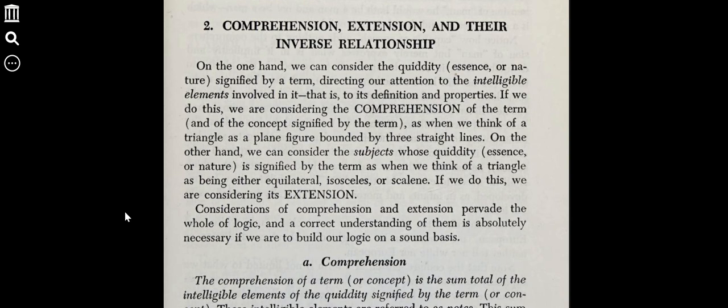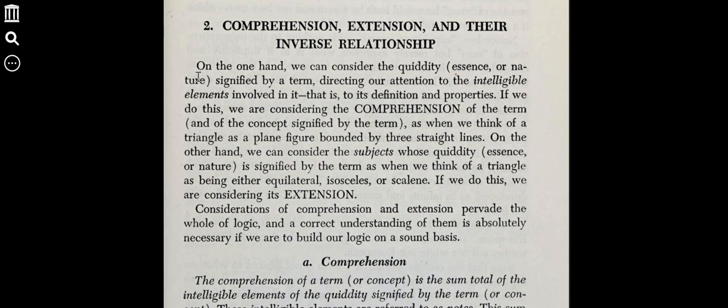For example, the author writes in Chapter 2, "Considerations of comprehension and extension pervade the whole of logic, and a correct understanding of them is absolutely necessary if we are to build our logic on a sound basis." Absolutely. So let's think about comprehension, extension, and their inverse relationship. This is Chapter 2, Section 2, so to speak.